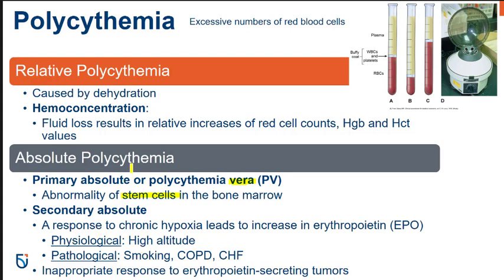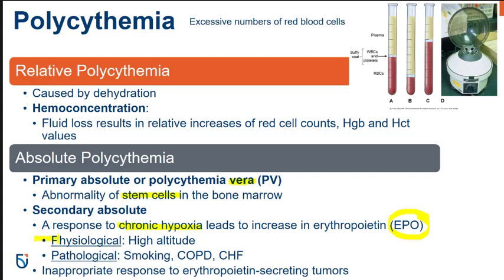With secondary absolute polycythemia, this is where the body produces more red blood cells, okay? The bone marrow produces more red blood cells because there's a state of chronic hypoxia. So what does that mean? If you are in a state where your body is chronically not getting enough oxygen to its tissues, we know that this is going to cause an increase in EPO. So then EPO is going to go to the bone marrow and produce more red blood cells to compensate for this. But why does it happen?